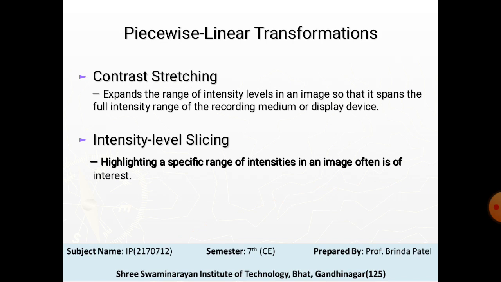In a contrast stretching transformation, low contrast images can result from poor illumination, lack of dynamic range in the imaging sensor, or even wrong setting of a lens aperture during image acquisition. So the idea behind contrast stretching is to increase the dynamic range of the gray levels in the image being processed. Intensity level slicing means highlighting a specific range of intensities in an image. In other words, we segment certain gray level regions from the rest of the image.